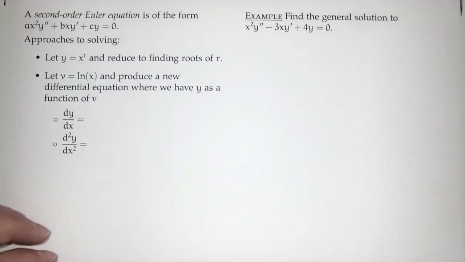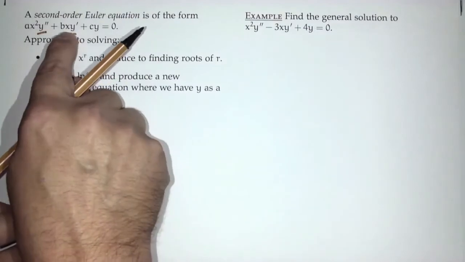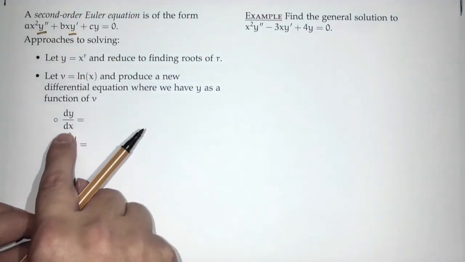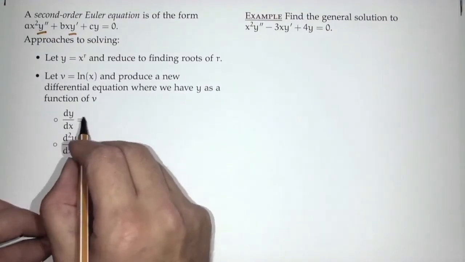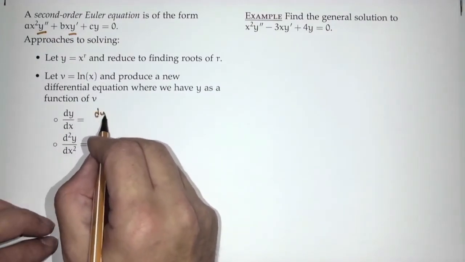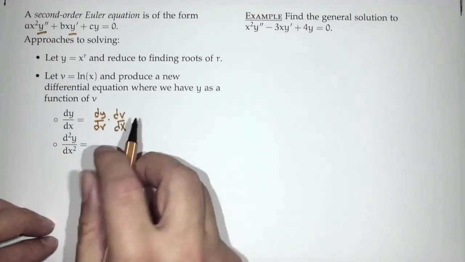So I have to say what happens to y prime and what happens to y double prime, because these involve x. See, y prime is secret code for dy dx. Well, to translate in terms of v, we say dy dx is the same as dy dv times dv dx. Why is this true?